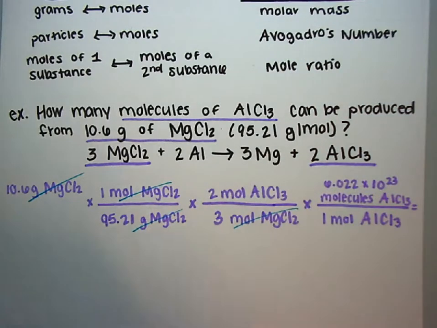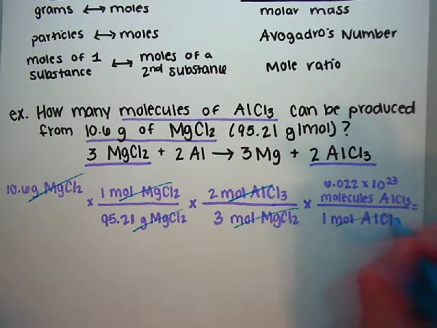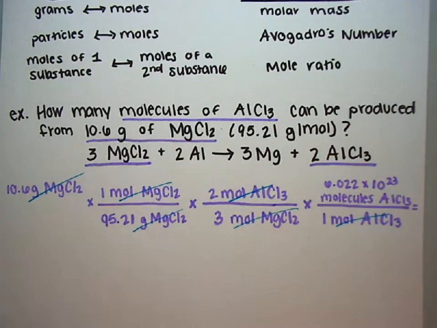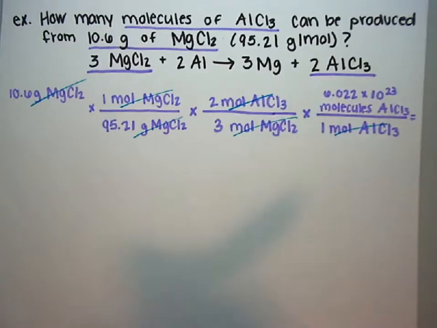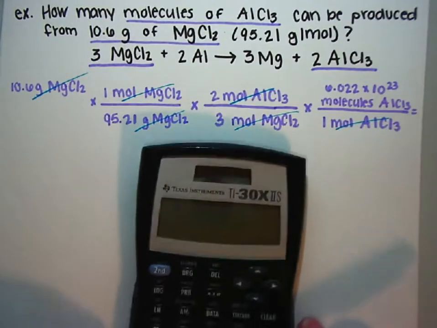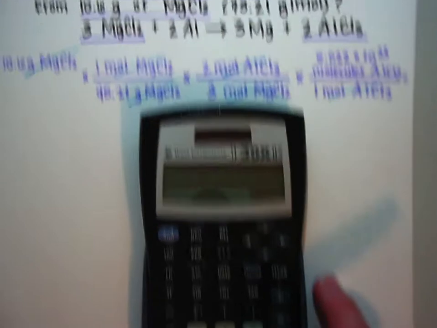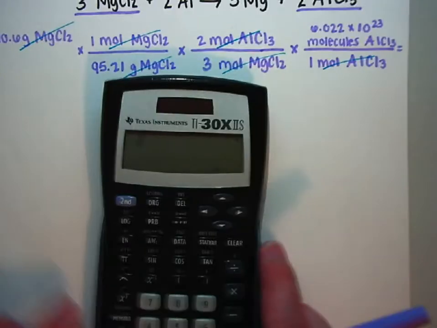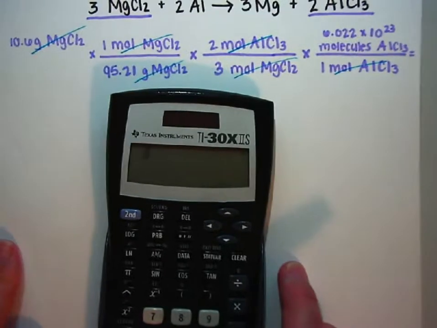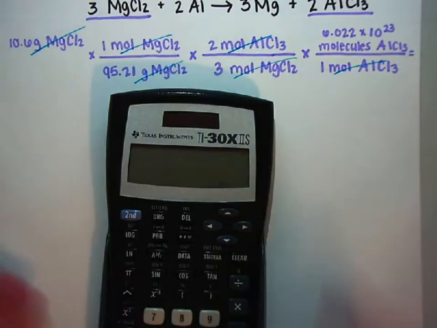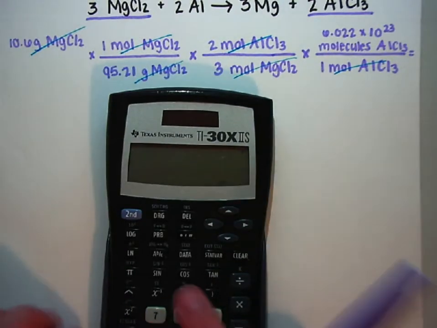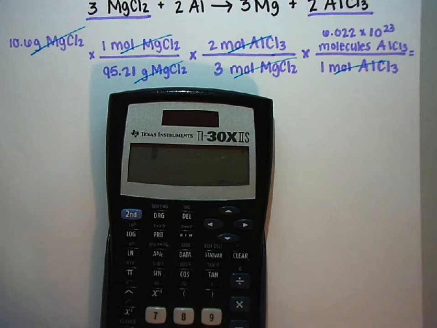So again, moles divided by moles will cancel, and the units we're going to be left with are molecules. Let's go over again how we would put this in our calculator. We would multiply everything across the top. If you're doing one big calculation, make sure you use parentheses.